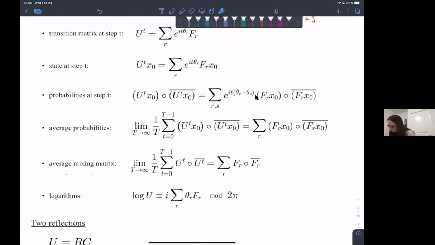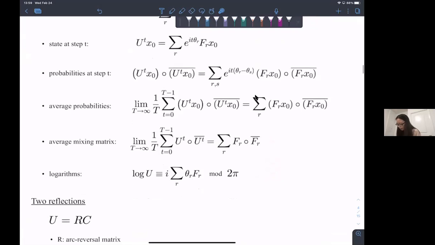Finally, if x naught is only supported by one arc, then we are talking about a column of Fr Schur product with the same column conjugated. Right? So we can record all those numbers into this limit, which is really just the sum of Fr Schur Fr bar. So it's a very simple expression, and you don't even need to consider anything quantum. It's coming completely from the transition matrix eigenprojections.